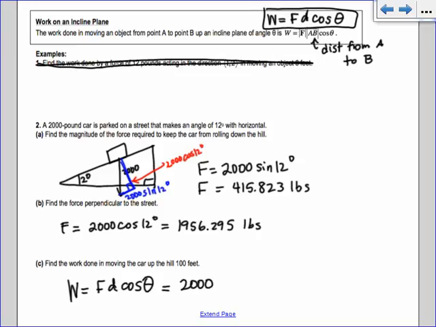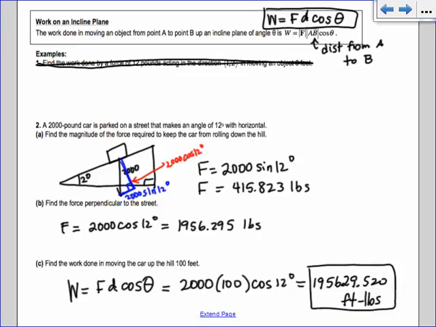So I get my 2,000. I have my d, my distance, which is 100, and then I have cosine of 12 degrees. All right, so when I find that, I end up getting 1,956.29.520. And this is now the one that's foot-pounds, because I'm pushing at a certain distance, and it's a certain weight. So your units involve the force times distance, so foot-pounds.